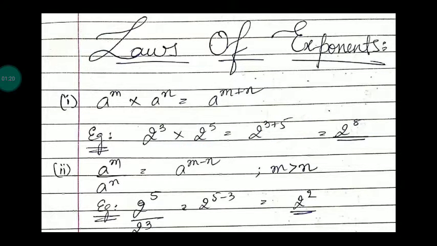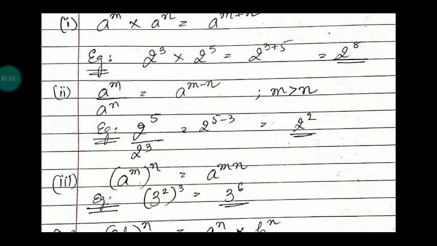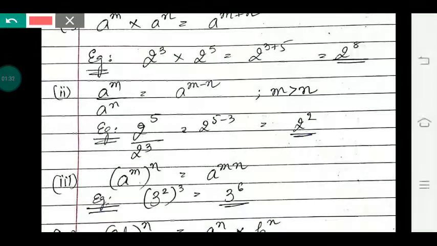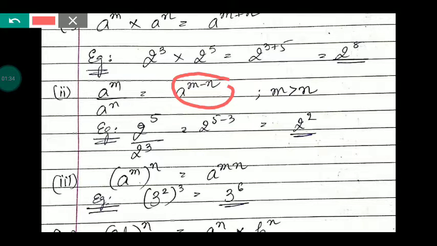Now we move on to the next one. When the powers are in division, that is a raised to m divided by a raised to n, then the powers are subtracted. For example, 2 raised to 5 and 2 raised to 3 is given. Here the base is again the same. If the bases are the same, I again repeat, only then can you do this subtraction. So when the powers are in division, subtraction is made and we get the answer 2 raised to 2.